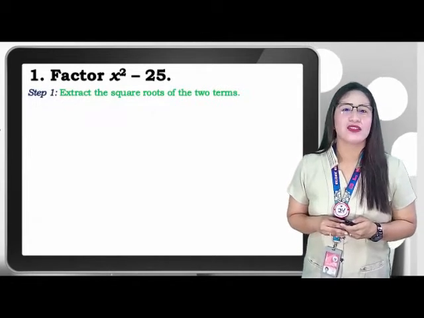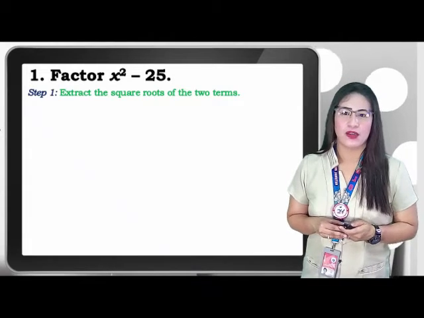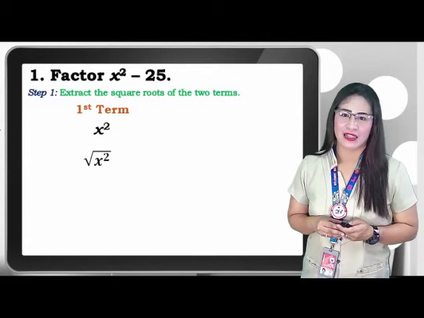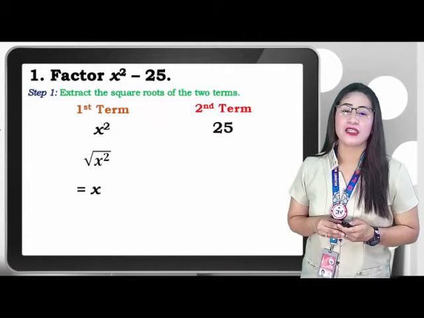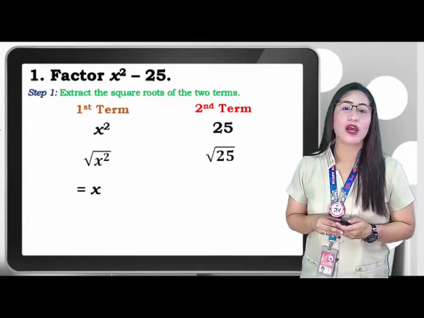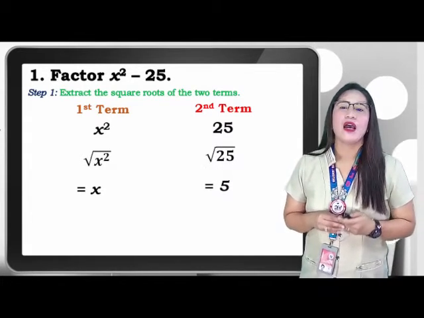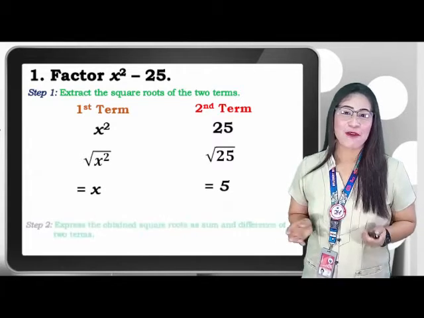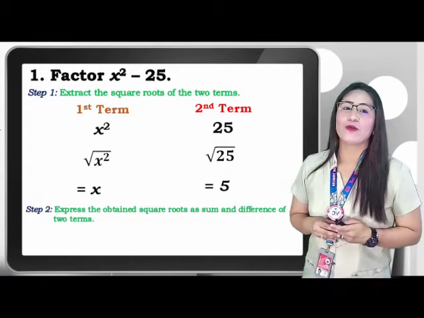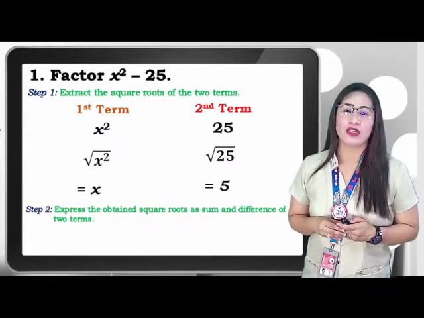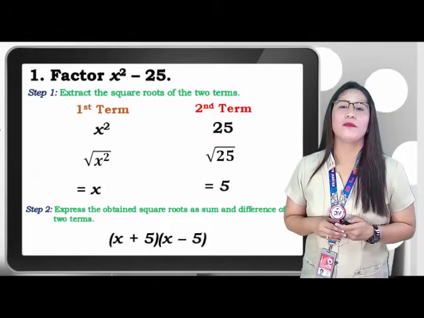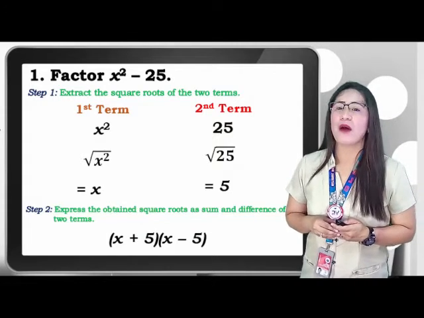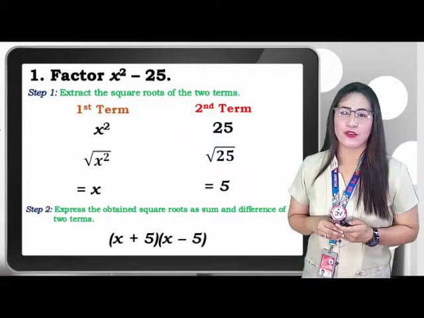Step 1. Extract the square roots of the two terms. First term is x squared. The square root of x squared is x. Second term is 25. The square root of 25 is 5. x and 5 are the square roots of the first and second terms. Step 2. Express the obtained square roots as sum and difference of two terms. Therefore, x plus 5 times x minus 5 is the factored form of x squared minus 25.